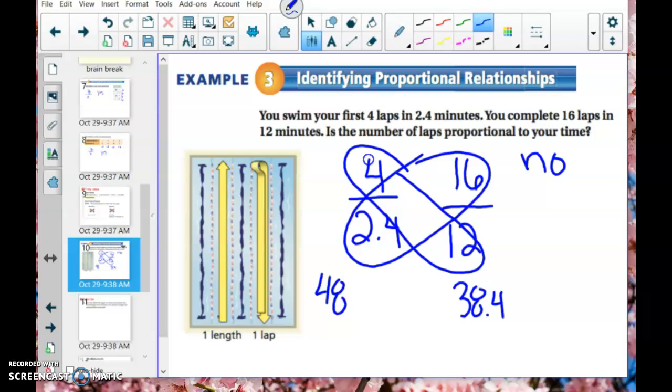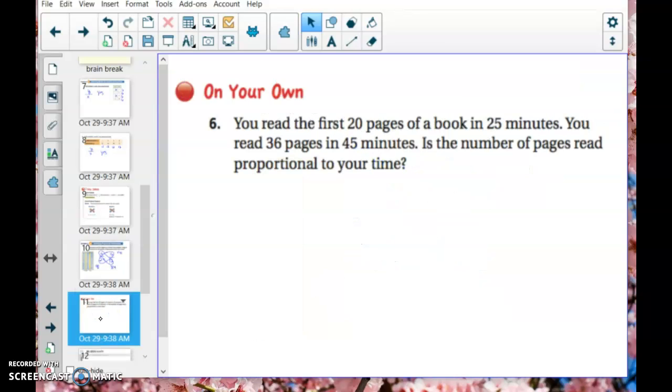And it makes sense in this situation. As you keep swimming laps, you're going to get tired, and you're probably going to slow down how fast you're swimming. So that's why it's most likely not going to be proportional unless you are a really trained swimmer and you can maintain your same speed lap after lap after lap. You can pause the video and try this one on your own.